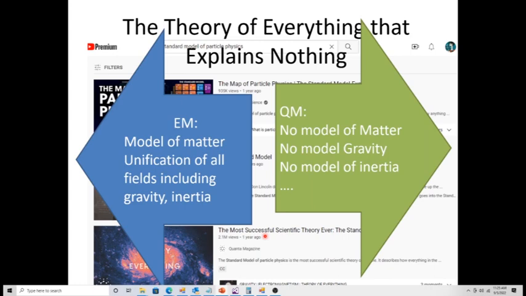Okay, so why are we wasting time with this quantum mechanics? I don't know. I get all the right answers.